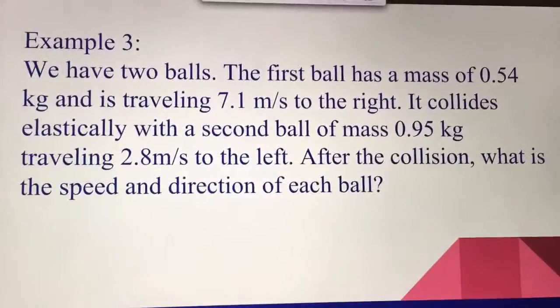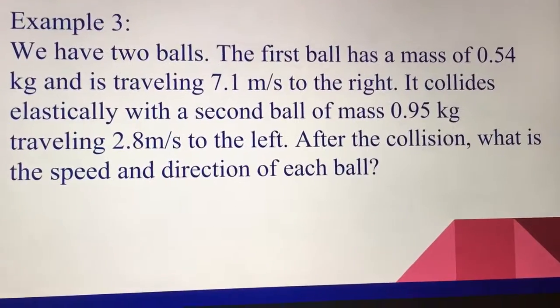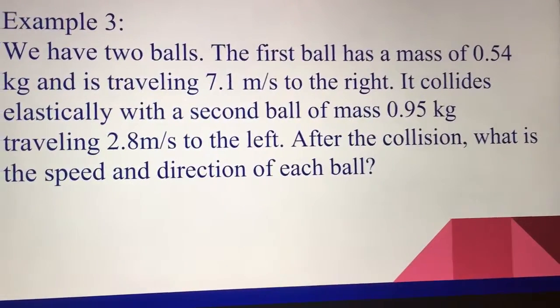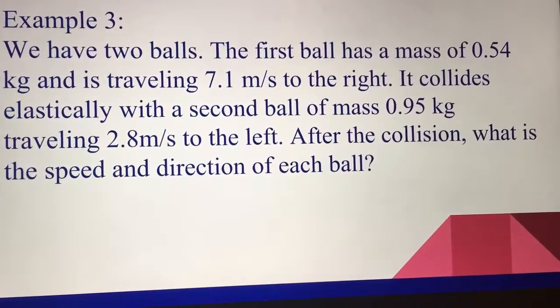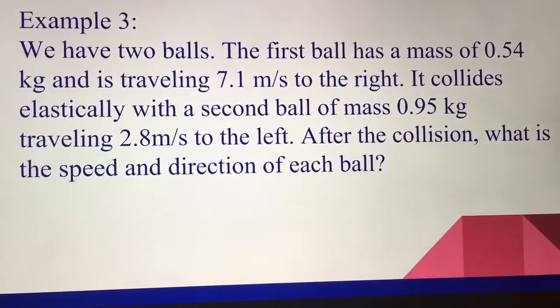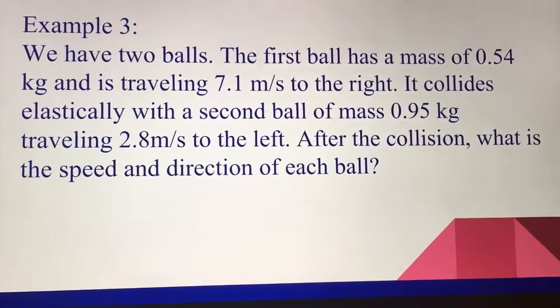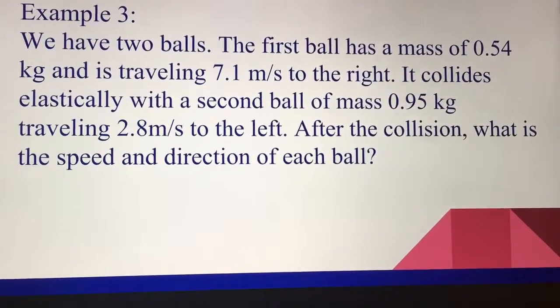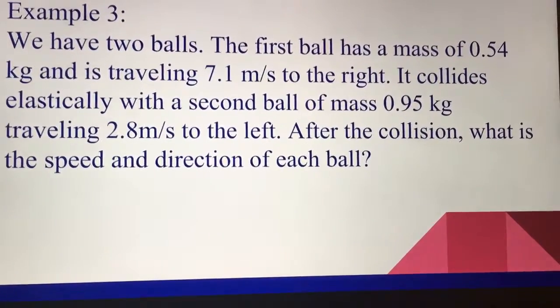Last example for today, we have two balls. The first ball has a mass of 0.54 kilograms. It's traveling 7.1 meters per second to the right. It collides elastically with the second ball of a mass of 0.95 kilograms, traveling 2.8 meters per second to the left. After the collision, what is the speed and direction of each ball?